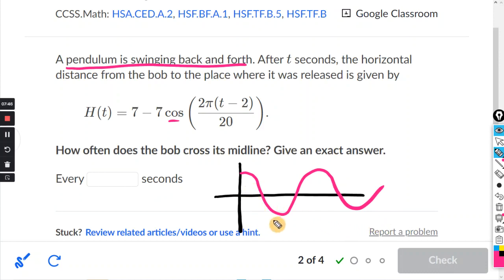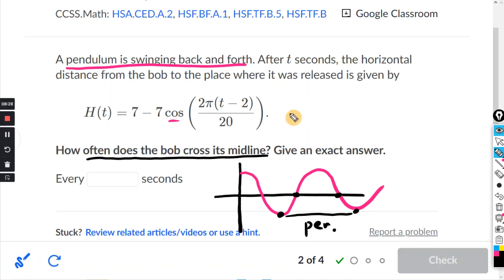So, if you measure the period from, let's say, minimum to minimum, that's the period, right? Within that period, it's going to cross the midline twice. Once, twice. Okay? So every time the period goes by, it crosses the midline twice. So basically, if we find the period and divide by 2, we can find how often the bob crosses the midline. So from this function here, we just have to find the period.